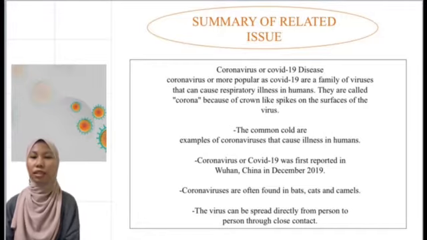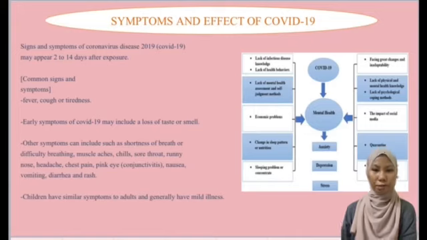Eventually, the virus can jump from animal species and begin to infect humans. Symptoms and effects of COVID-19. Signs and symptoms of coronavirus disease 2019, which is COVID-19, may appear 2 to 14 days after exposure. This time after exposure and before having symptoms is called the incubation period. You can still spread COVID-19 before you have symptoms, which is called pre-symptomatic transmission.